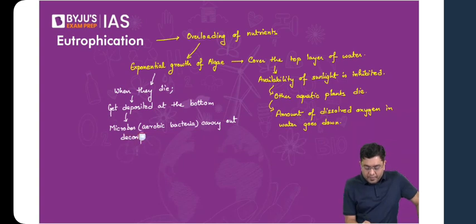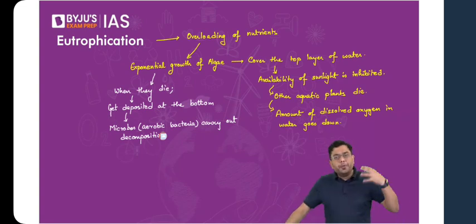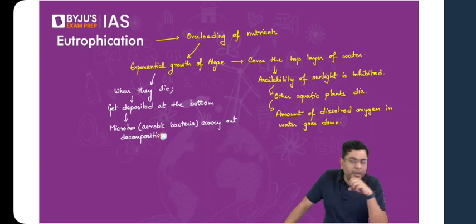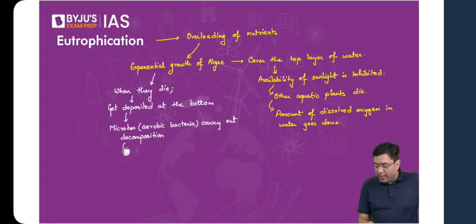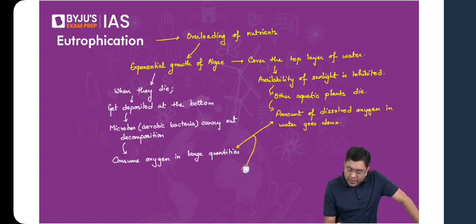Now, when the microbes carry out decomposition, what do they initiate? They will consume oxygen, because for the decomposition process to be carried on, oxygen is one of the components which is required. So they consume oxygen in large quantities. Both these features and both these events overall will lead to the water turning hypoxic.